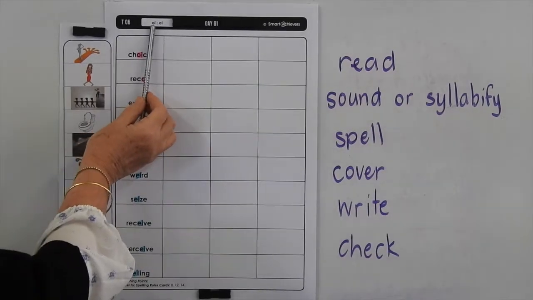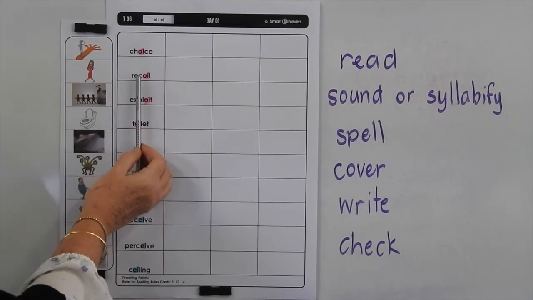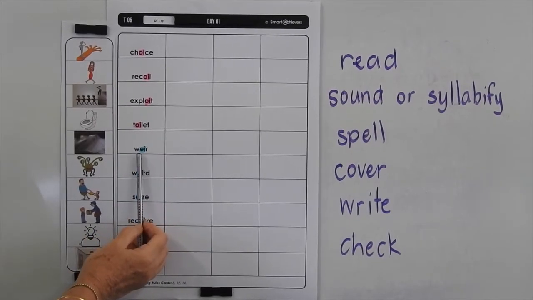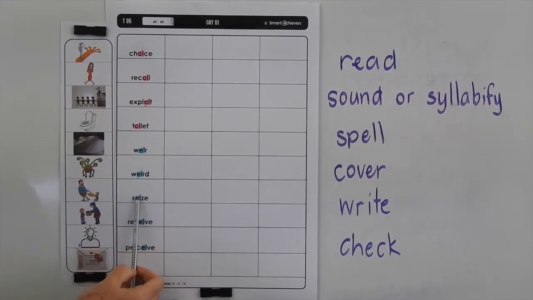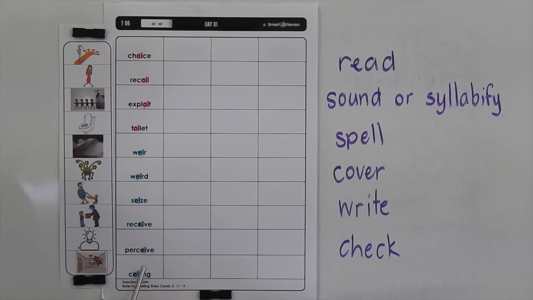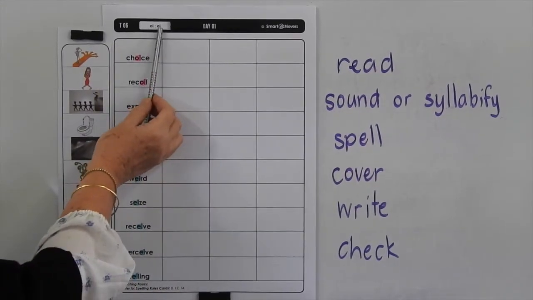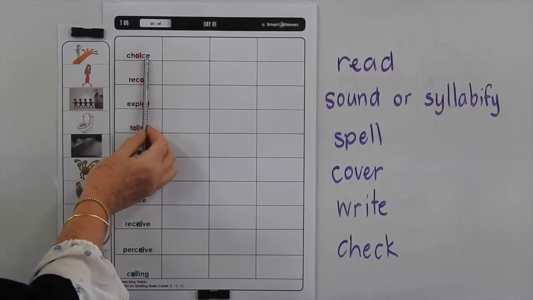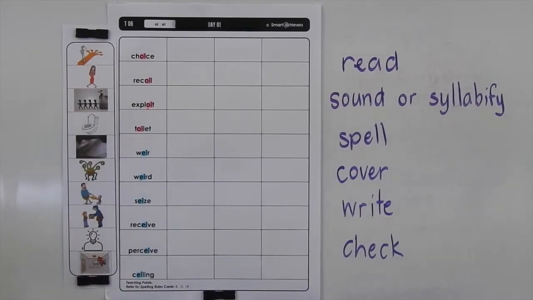In these words we've got the OI making the oi sound in choice, recoil, exploit, toilet, and in these ones we've got weir, weird, seize, receive, perceive and ceiling, and in those words we've got the EI making the sounds. So if you have a look within these words too, you can see some other things happening.